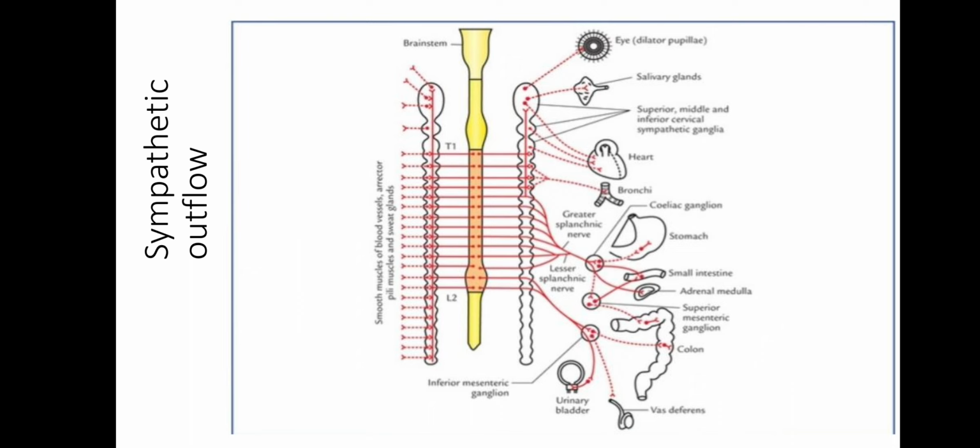The sympathetic system is a thoracolumbar outflow from the T1 to L2 levels, as you can see in this picture. You can see in this picture as well that the sympathetic ganglionated chain is extending from the cervical to the coccyx level, but the input is from the thoracolumbar region. To be more specific, it is from the T1 to L2 levels.